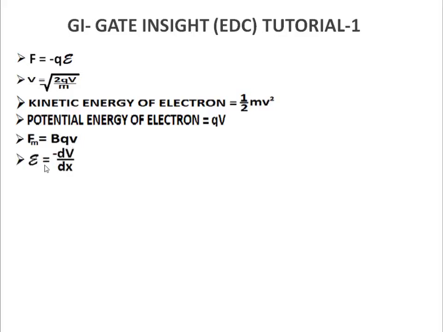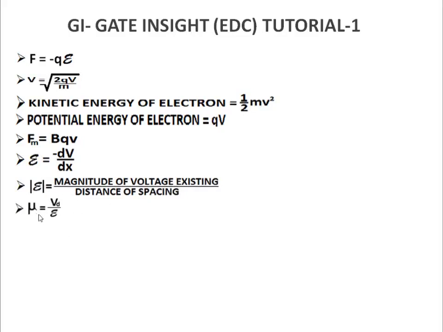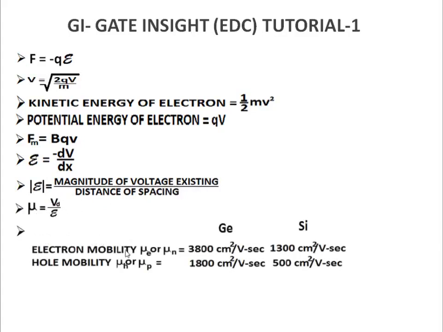We have found out that electric field is equal to minus dV by dx. That is the rate of change of potential with respect to distance, and the negative sign here represents that as the distance increases, the electric field decreases. And the magnitude of electric field is given as mod E is equal to the magnitude of voltage existing divided by distance of space. Mobility mu is equal to Vd, drift velocity, divided by electric field. And electron mobility, that is mu E or mu N, for germanium is 3800 centimeter square per volt second, and for silicon is 1300 centimeter square per volt second.